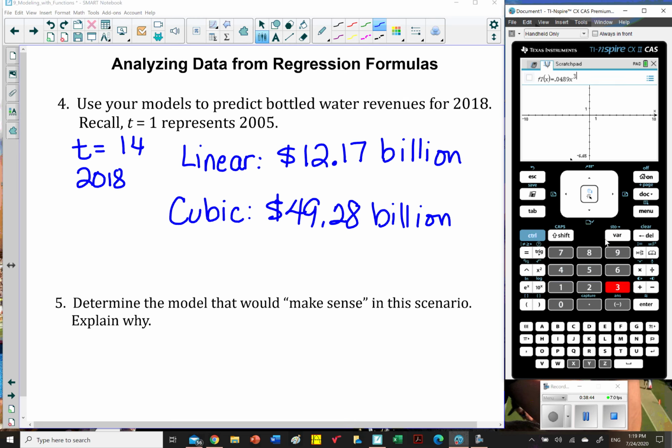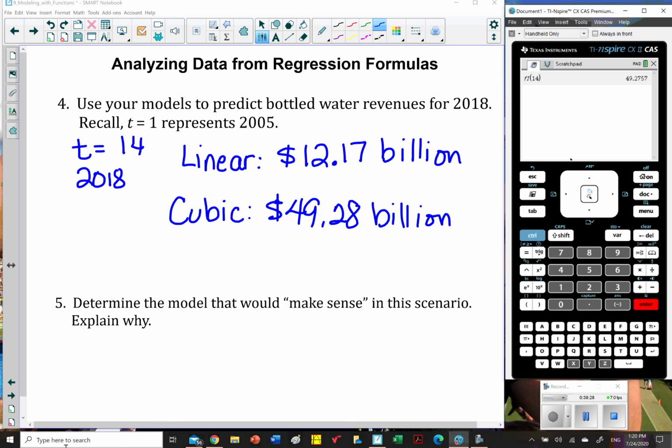0.0489x cubed minus 0.6659x squared plus, I threw a 3 in there, plus 2.6932x plus 7.9057. Hopefully I didn't do anything wrong there. And then evaluating that regression equation for year 14, right, 49.27.